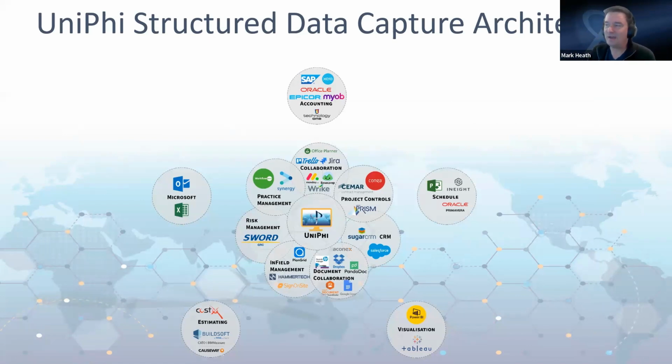So in the UniPhi architecture, we have interfaces to capture everything that's in the Venn diagram in the center as our own interface, or we can plug it into other applications through our REST API if you're still wanting to use those applications instead.